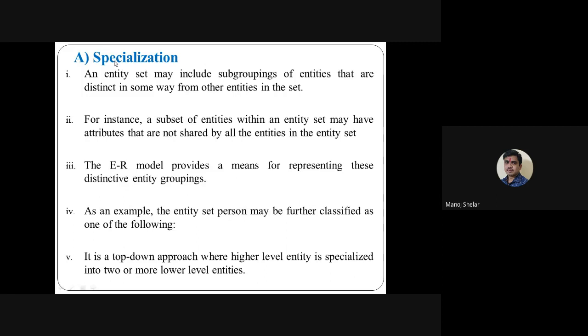So specialization means a top-down approach, from a higher level entity to a lower level entity. The higher level entity is used first, and then some attributes of the higher level entity are used in the lower level entity. One simple example: suppose VPKBIT is a college. In this college, college is one entity, the second entity is faculty, and the third entity is the student entity.